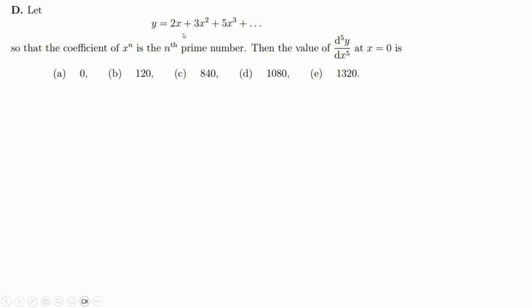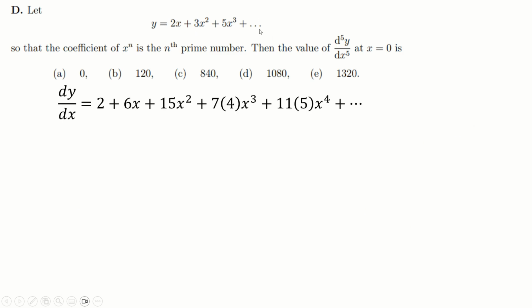So the coefficient of each term here is the nth prime number. So it's 2, 3, 5, next one will be 7, next one will be 11. And now I've differentiated this, because if I differentiate 5 times, so okay, if you differentiate once, this becomes the constant. Twice, this becomes the constant. 3 times, this becomes the constant.